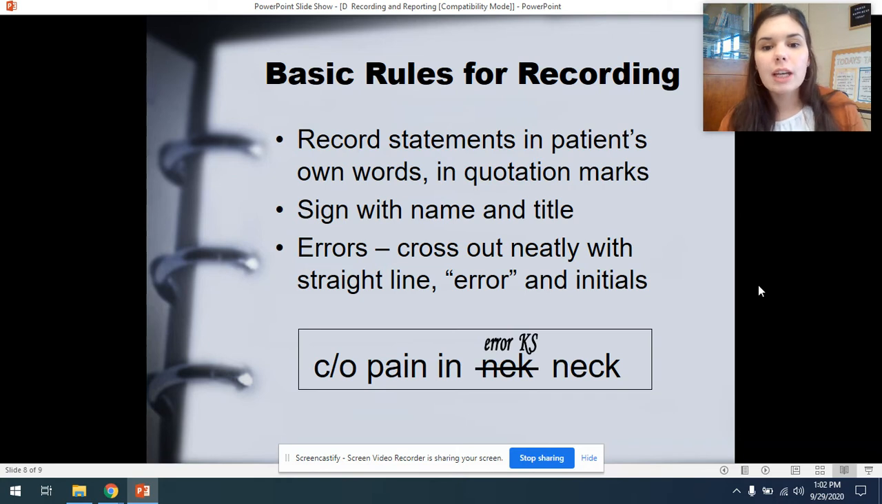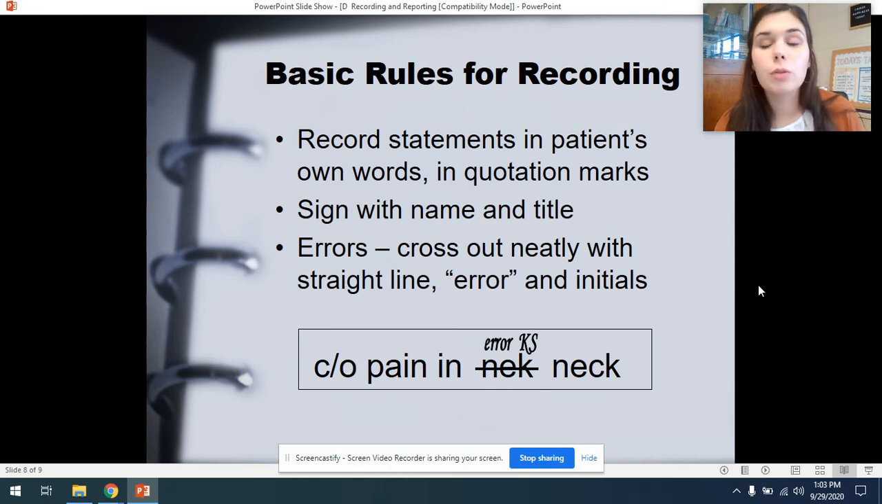Any errors, if they are written physically on a record, need to be crossed out with one straight line, as you see on the screen, and then write error, and then your initials, and then write the correct thing next to it or below it or around it. So this says CO pain in neck, but they misspelled neck. They wrote NCK. So they crossed it out with one line, they wrote error, they put their initials, KS, and then next to it they corrected it and put neck. Complains of pain in neck, spelled correctly.